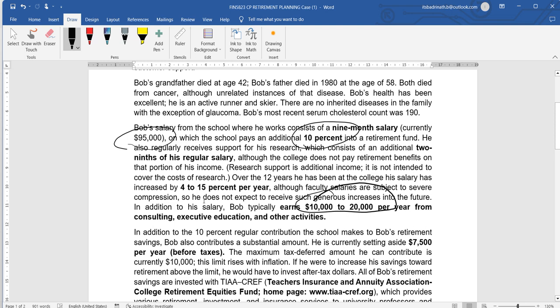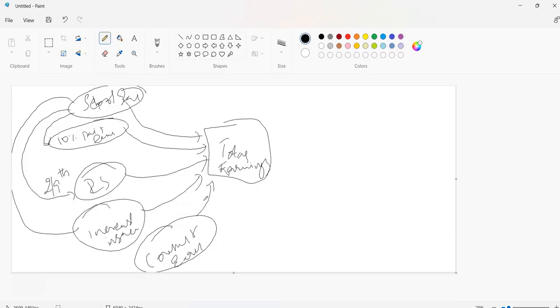In addition to the 10% regular contribution to the school, Bob also contributes a substantial amount. He is currently setting aside 7,500 per year. So what is the amount he is setting aside? The set aside amount, what will it be influenced by? Maybe it is influenced by taxes, after taxes.